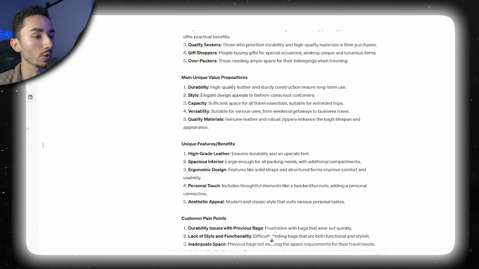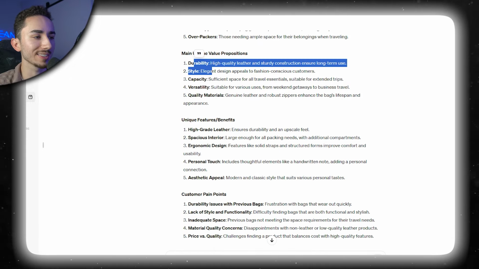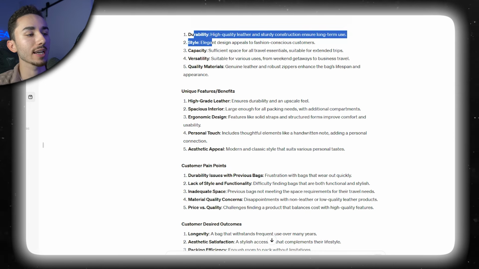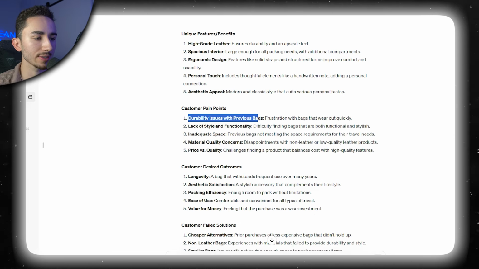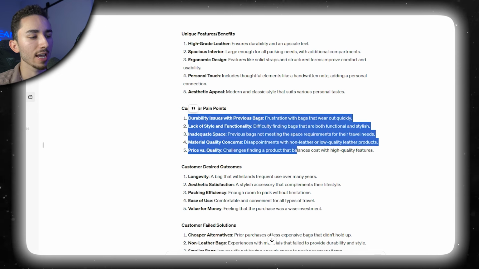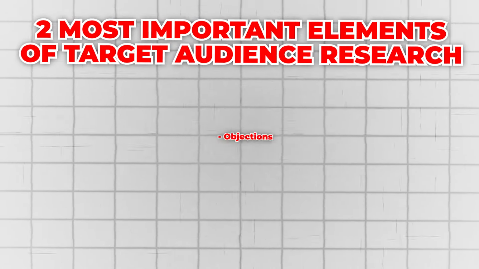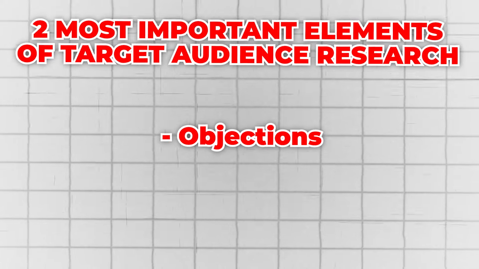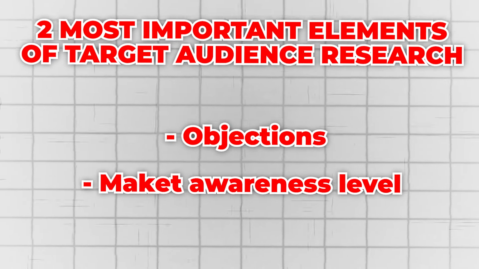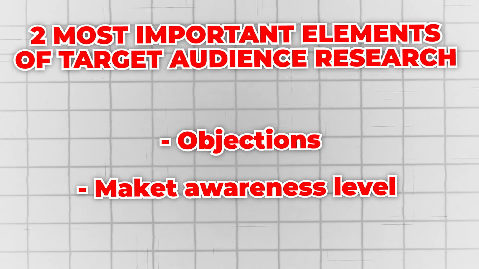So this is great. All this information here, durability, style, capacity. So I am just getting a great summary on, yes, what are those major USPs? What do people actually care about? The pain points they currently have with other products, and some other key details that are going to be essential for understanding my target audience. Now, right here are two of the most important elements of that target audience research, which is, yes, what are the current objections that customers have with this type of product? And what's that market awareness level? Because that's going to help us choose what concept makes the most sense.